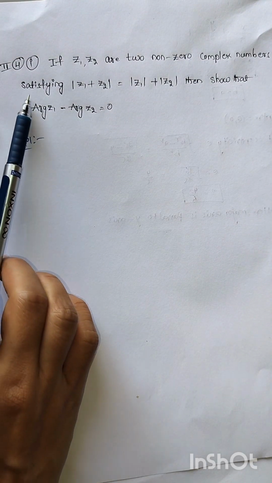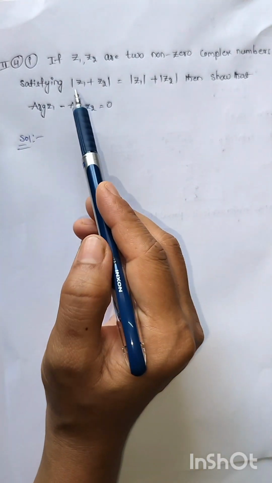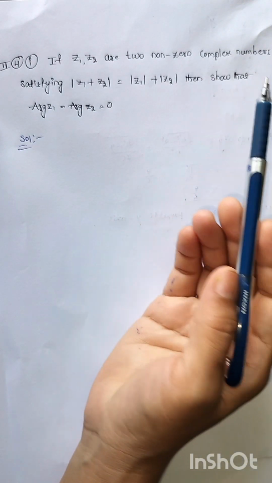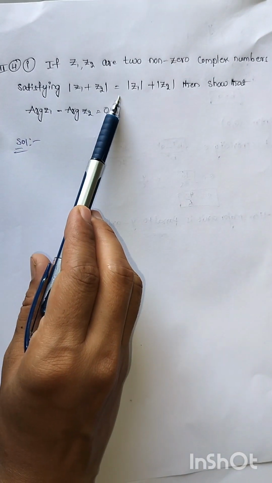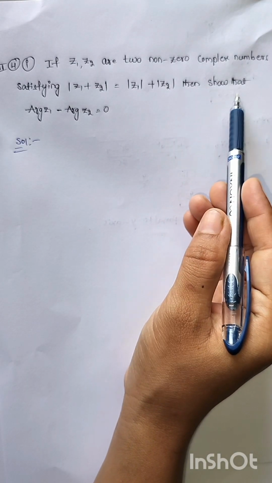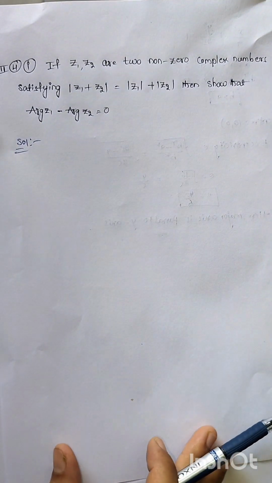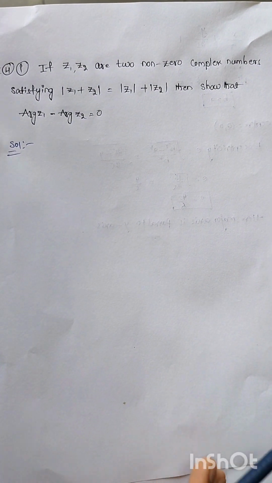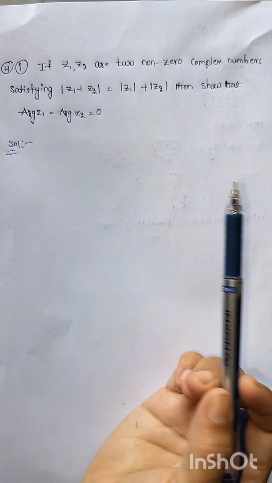Second bit, first one. If z1, z2 are two non-zero complex numbers satisfying modulus of z1 plus z2 is equal to modulus of z1 plus modulus of z2, then show that arg z1 minus arg z2 is equal to 0. We have to show arg z1 minus arg z2 is equal to 0.